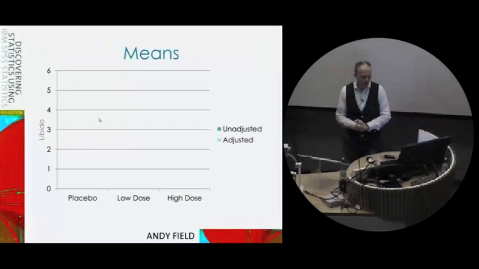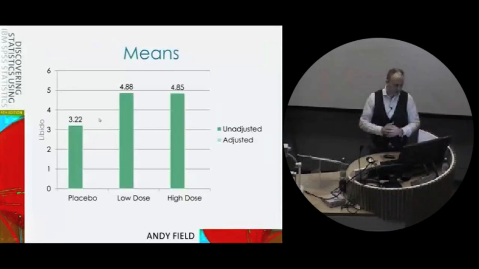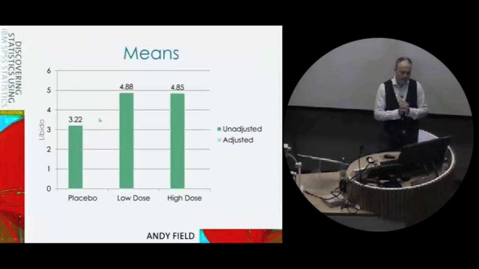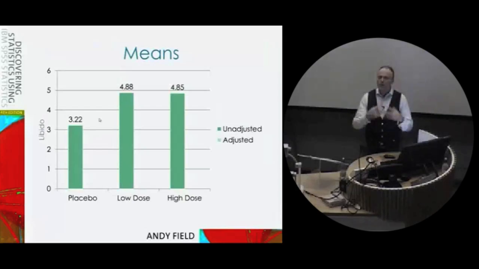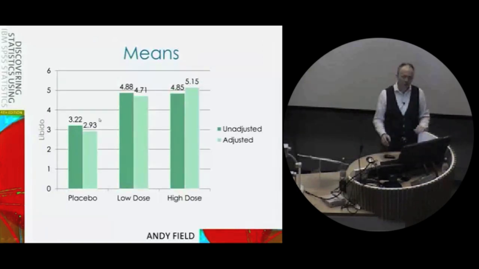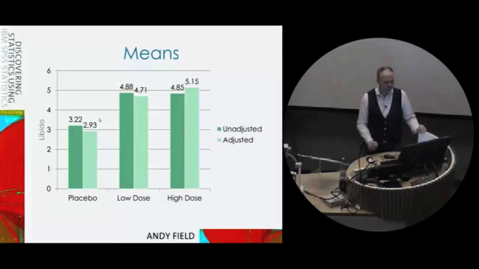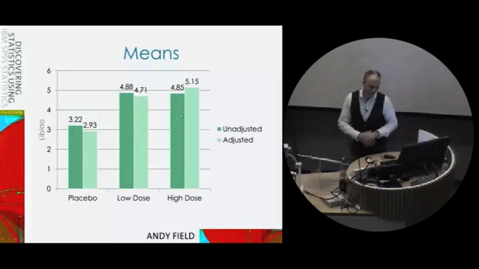Let's look at that on a graph. So our original means, the unadjusted ones, as I said, 3.22, and the other two conditions were about 4.8. So when we ran our ANOVA, these were the three means that we were comparing. These were the means that we were looking at the difference between. However, when we added partner's libido in, these means get adjusted for the effect of that variable. And you can see in the placebo group, it goes down a bit. In the low dose group, the mean goes down very slightly. In the high dose group, the mean goes up very slightly.